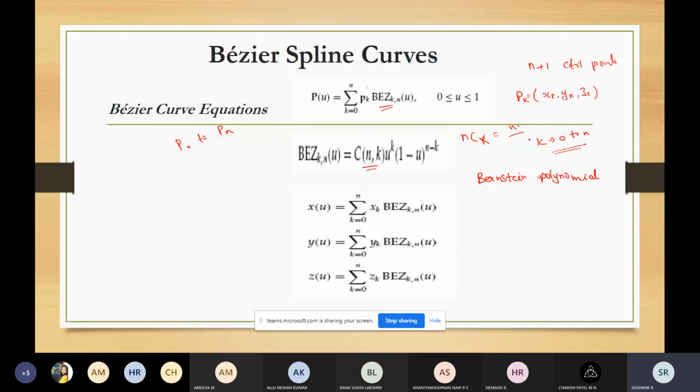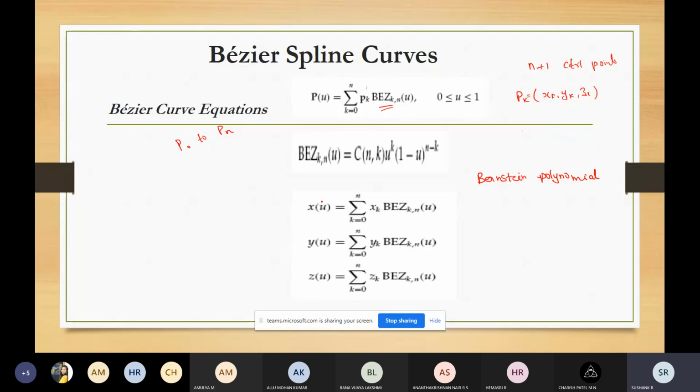So we have this BEZ of k comma n, which is the Bernstein polynomial, also known as the blending function. This blending function is given by C of n comma k, u power k, (1 minus u) power n minus k, where C of n comma k is the binomial coefficient, given by n factorial by (n minus k) factorial into k factorial. So after this binomial coefficient, we have these 3 points.